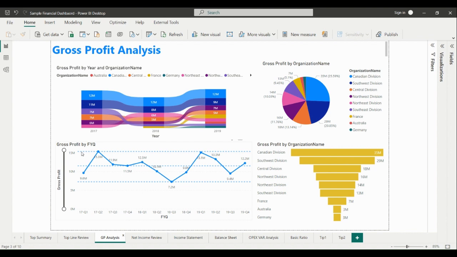The gross profit sheet shows the performance of companies in various ways. 1. A ribbon chart shows the movement and ranking. 2. A line chart shows how quarterly gross profits are changing. 3. A pie chart shows the contribution of each company in total group gross profit, and a funnel chart gives a quick ranking as a whole.